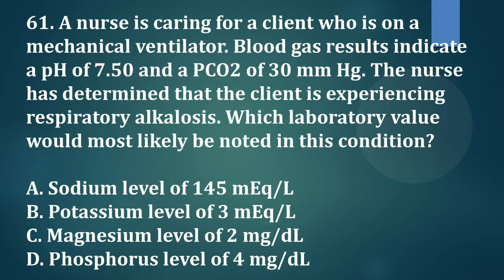Question 61. A nurse is caring for a client who is on a mechanical ventilator. Blood gas results indicate a pH of 7.50 and a PCO2 of 30 mm of mercury. The nurse has determined that the client is experiencing respiratory alkalosis. Which laboratory value would most likely be noted in this condition?